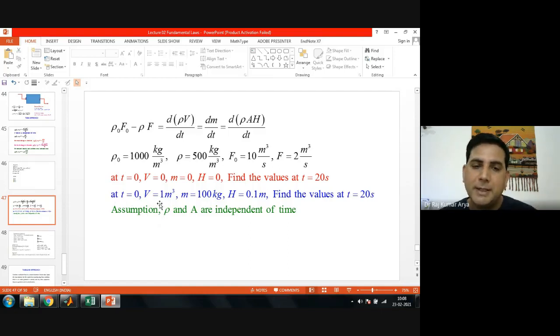There was some volume inside the reactor, 1 meter cube, and there was a mass also, let's say 100 kg, and h was 0.1 meter or so, and again we want to solve it for 20 seconds. So you people should write a MATLAB code for this as we wrote for the previous one and solve it, and let's see what the behavior is. Everyone do it.